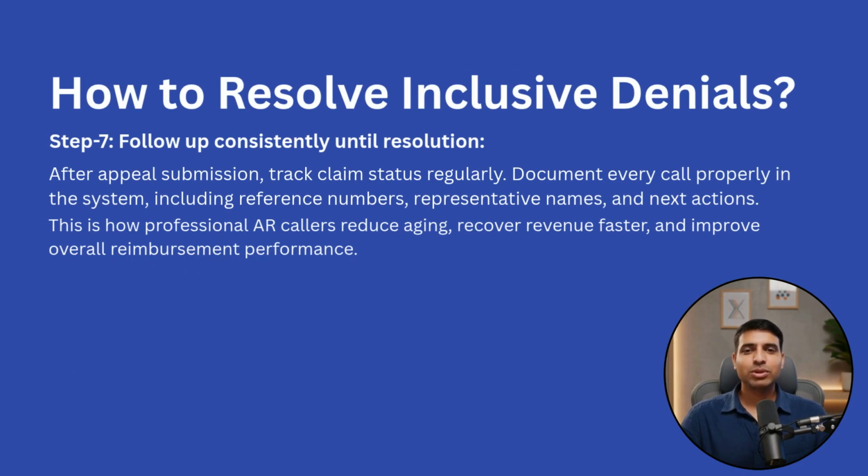Finally, follow up consistently until resolution. After appeal submission, track claim status regularly. Document every call properly in the system, including reference numbers, representative names, and next actions. This is how professional AR callers reduce aging, recover revenue faster, and improve overall reimbursement performance.